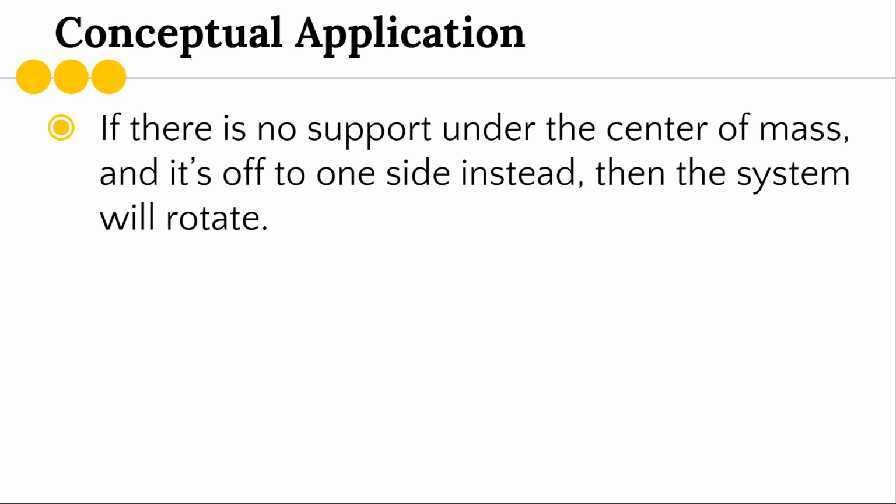Okay, so just as a general rule, if there is no support under the center of mass and it's shifted off to one side, then your system's going to rotate. Okay, so you're going to have rotation if you have a support placed under that object, but it's not under the center of mass, then you're going to have rotation about that center of mass due to that pivot point.